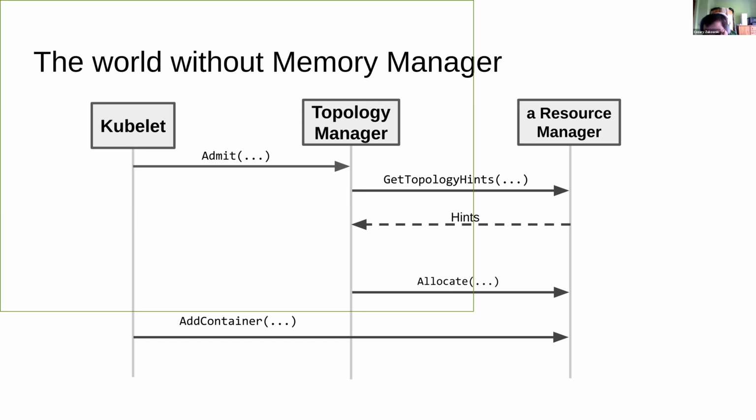Okay, just back to the presentation. It's just to recall how the world looks without memory manager. So the common scenario is that when Kubelet wants to admit a pod, it queries the topology manager, and the topology manager gathers topology hints from a number of resource managers. Then hints are merged and the container is allocated.